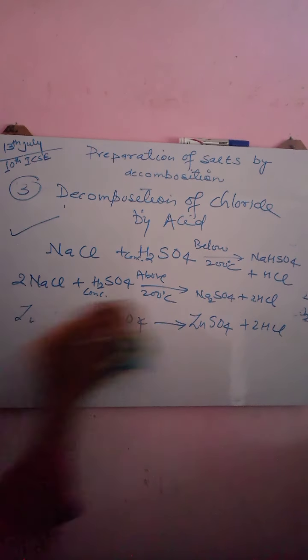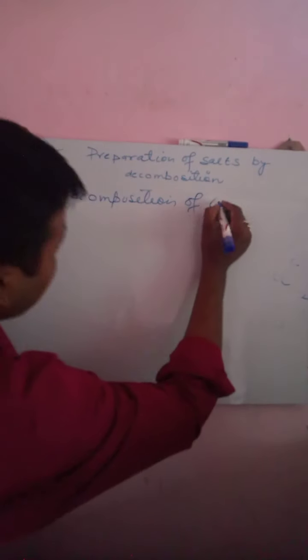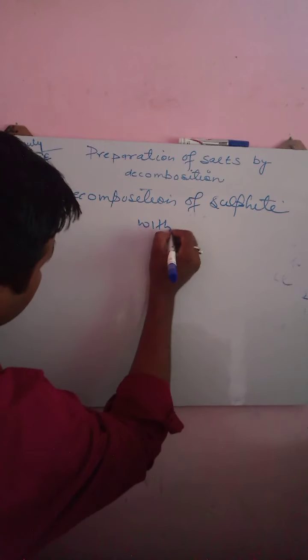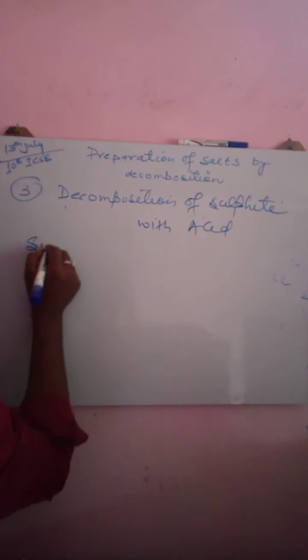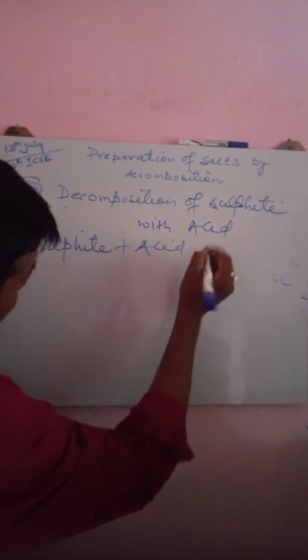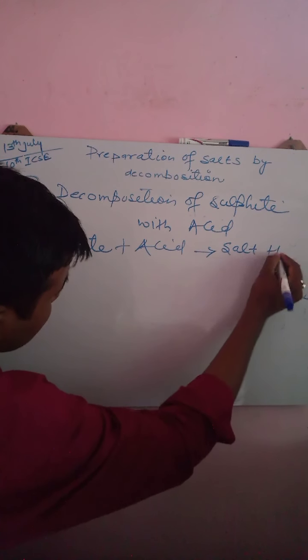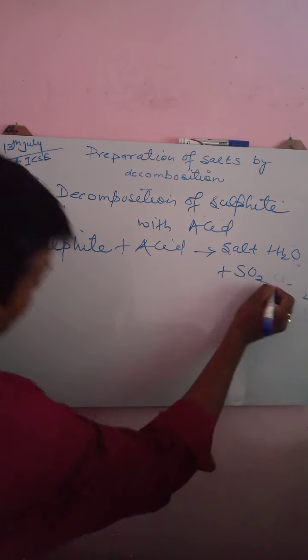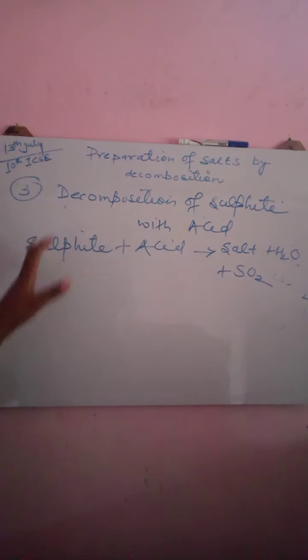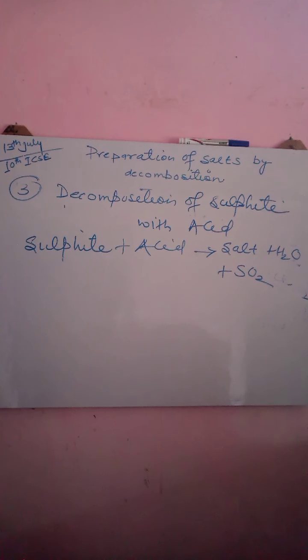Fourth one is by decomposition of sulphite with acid. So sulphite decomposes in presence of acid to form salt plus water plus SO2. Same as carbonate, here SO2 will form instead of CO2. Sulphite plus acid undergoes decomposition to form salt plus water plus SO2 gas.